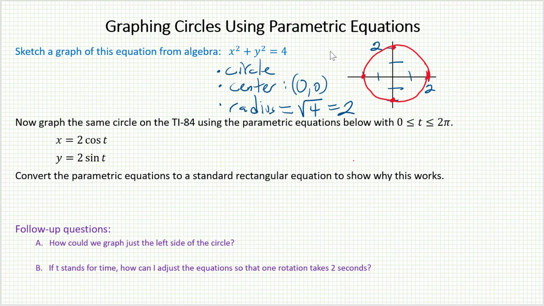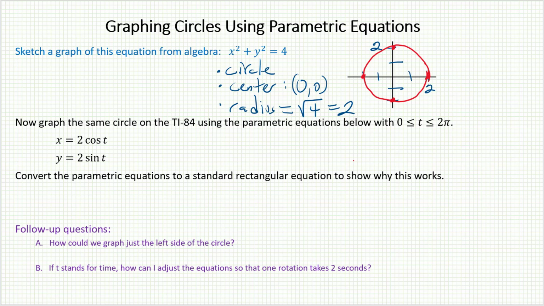Now, what if I wanted to recreate that on the graphing calculator, on the TI-84? It is possible to do that using the normal equation here. I would have to do some algebra. I'd have to get the y by itself. That's going to involve using square roots, the plus or minus. I'd end up having to use a couple of lines in the graphing calculator to graph this circle. But there's an easier way, and that is to use parametric equations.